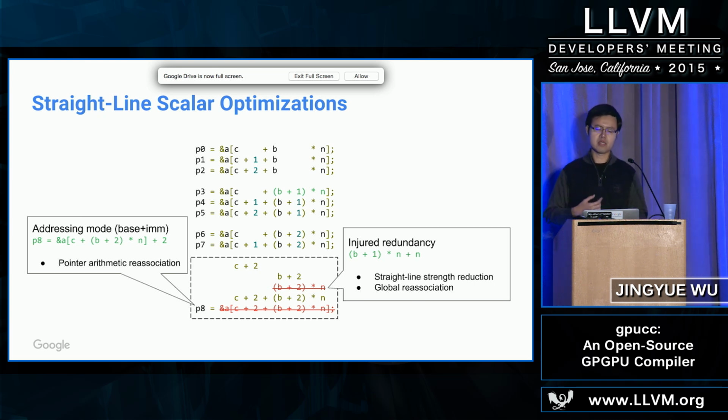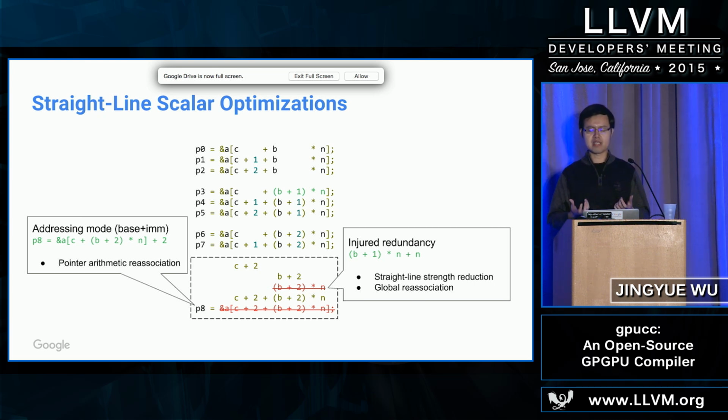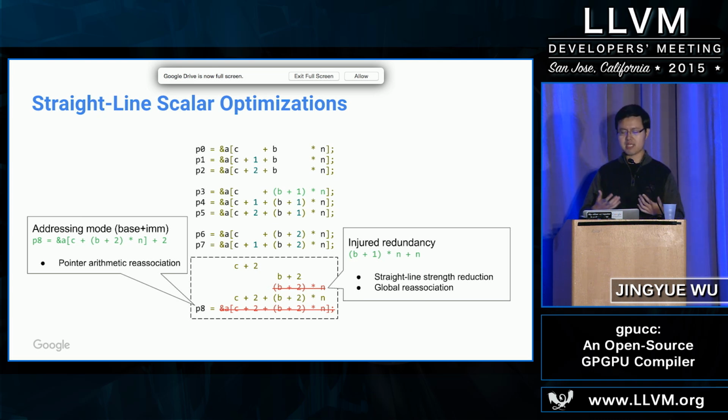The first one is it doesn't leverage the addressing mode, the base plus immediate addressing mode that the PTX ISA provides. So if you slightly rewrite the pointer arithmetic in a different way and extract the plus 2 out, you can actually fold this plus 2 into the addressing mode instead of using an extra instruction to compute it.